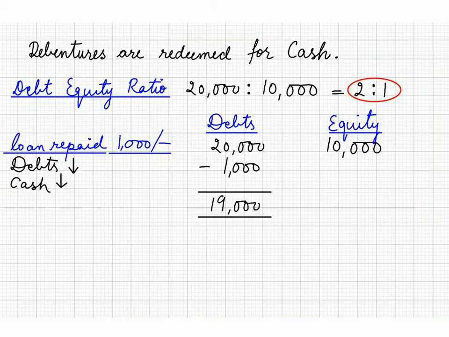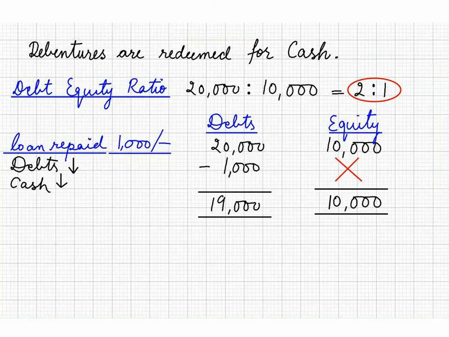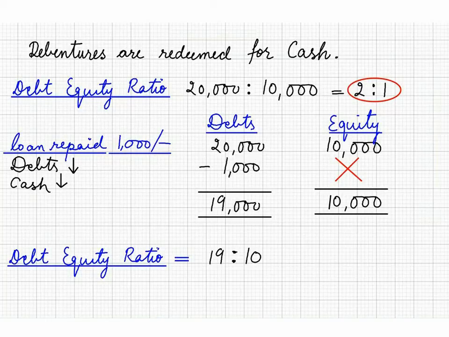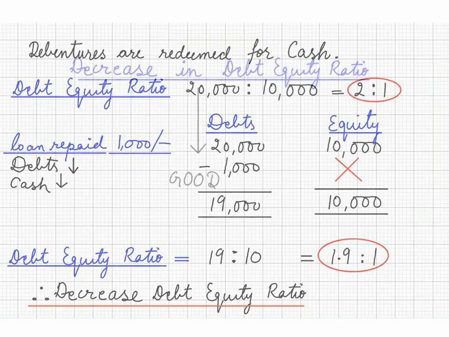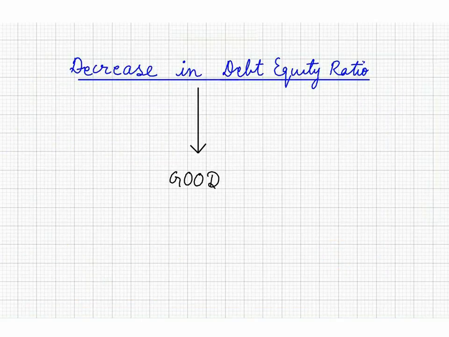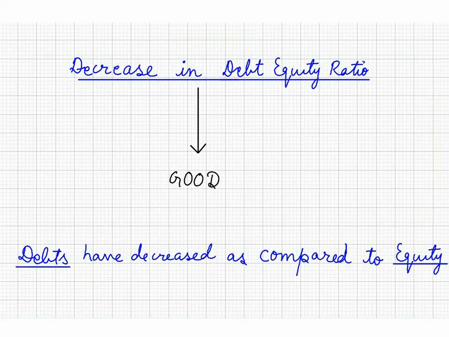But it won't affect the equity. Equity will remain as it is, means 10,000. So the new ratio will be 19,000 to 10,000, or I can say 19 to 10, or 1.9 to 1. This transaction will decrease the debt equity ratio. It's a good thing for the company. It means debts will be decreased as compared to equity.